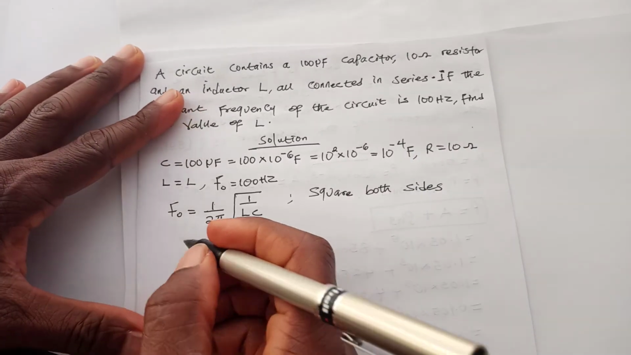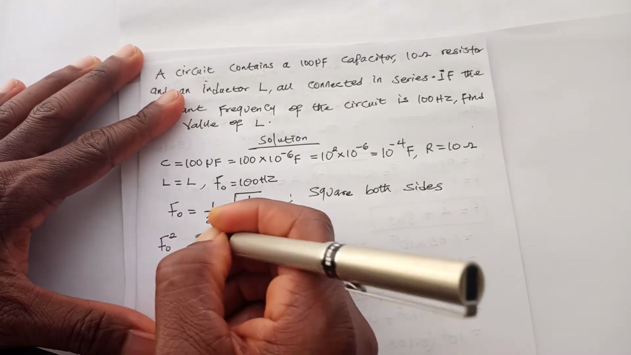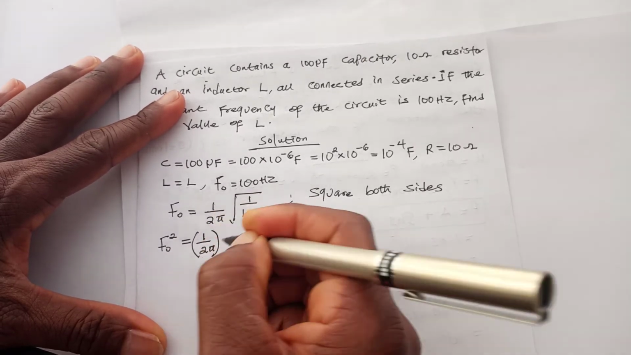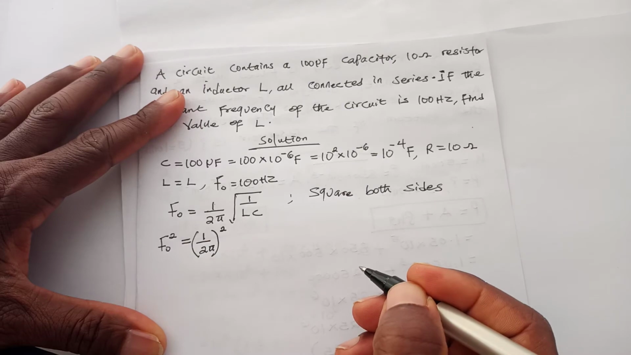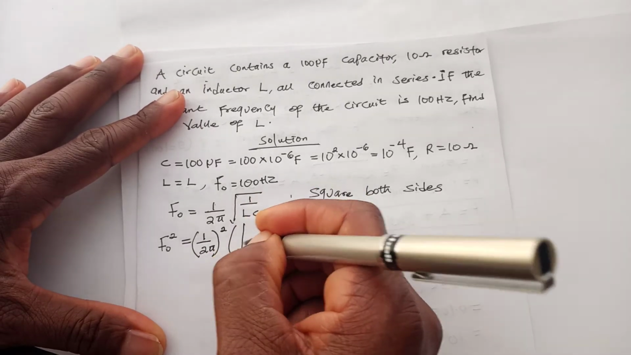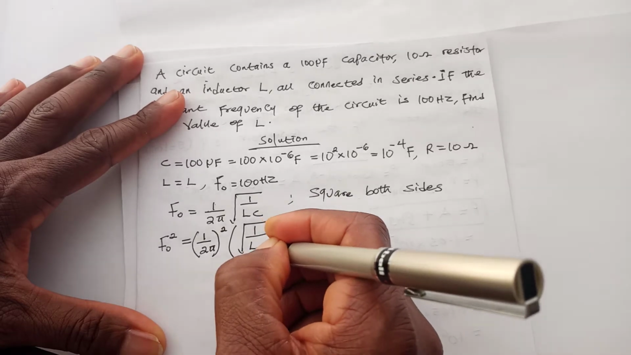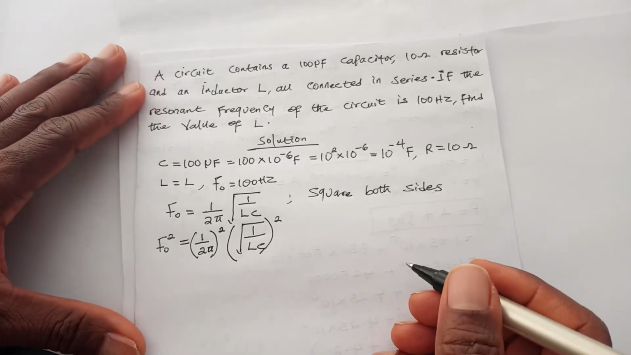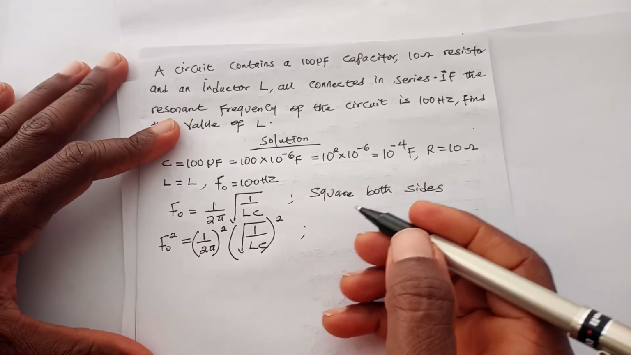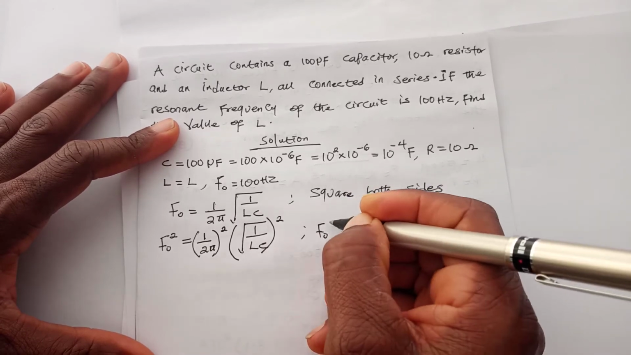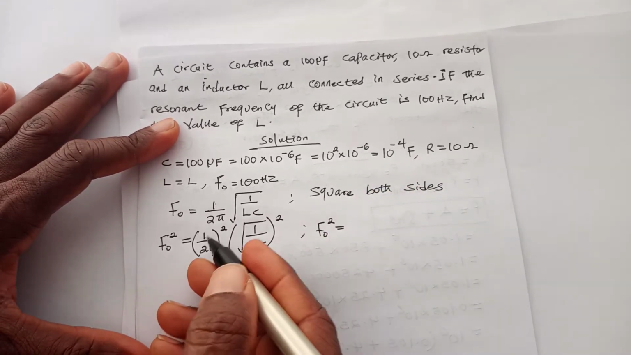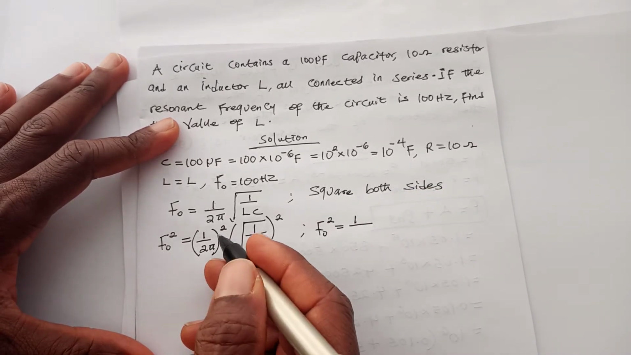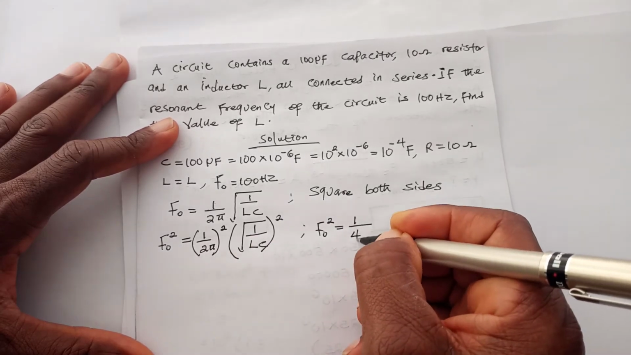Now when you square both sides, I'm going to have F naught square is equal to 1 over 2 pi, all squared, times the square root of 1 over LC, all squared, because we are squaring both sides. So let's go on. F naught square still remains F naught square, so F naught square is equal to 1 square is 1, 2 square is 4, because this square is affecting everything here. So 1 square is 1, 2 square is 4, and of course pi square.